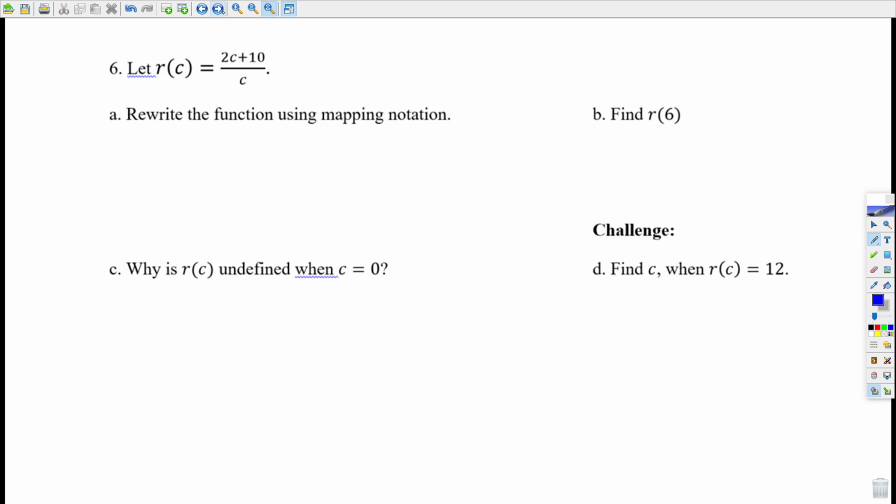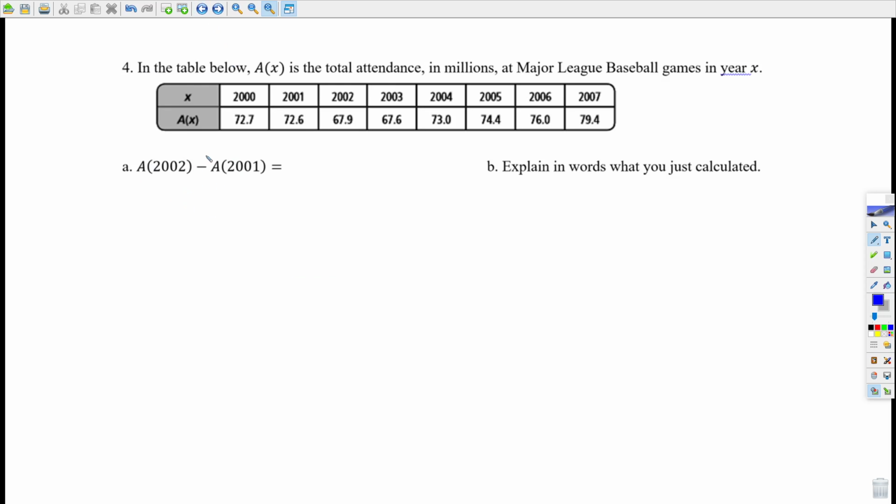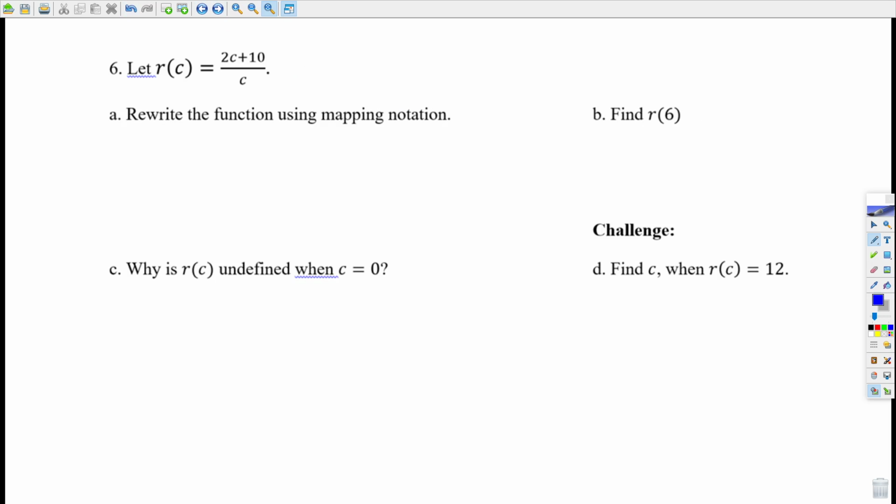There's only a couple left. I think I want to go over 6 and 7. This one is very similar to the one we just talked about with a gallon of gas. This is just writing it out in words: R maps S onto, and you can do that here. Number 6: let R of C equal 2C plus 10 over C. Rewrite the function using mapping notation. That's not too bad. R maps C onto 2C plus 10 over C. That's all that one is.